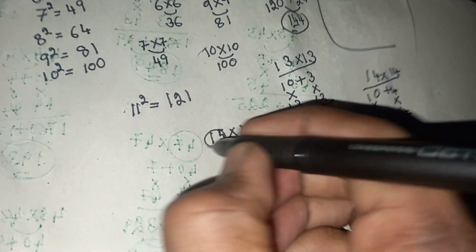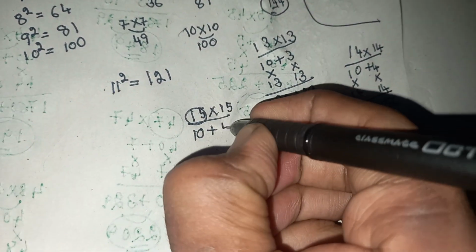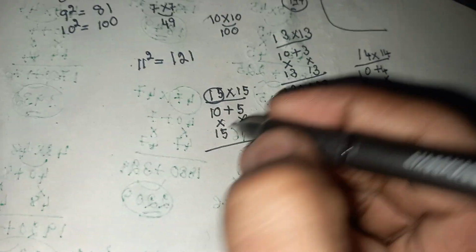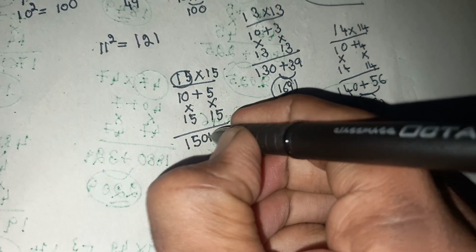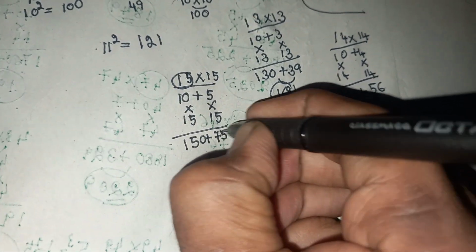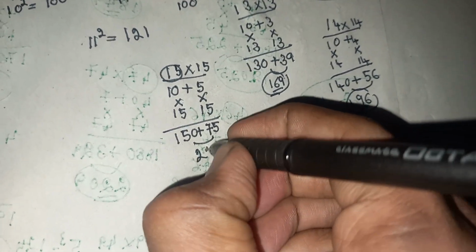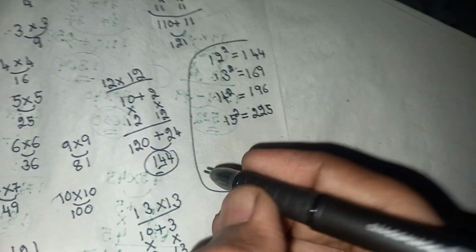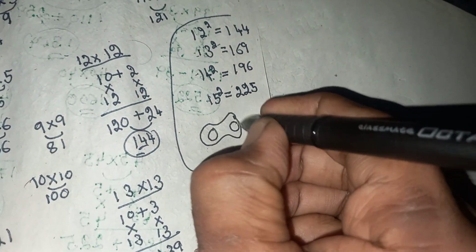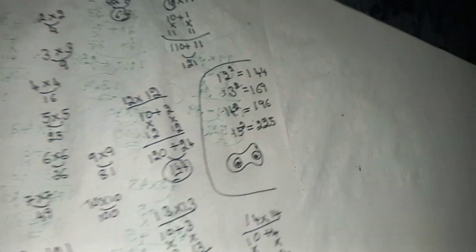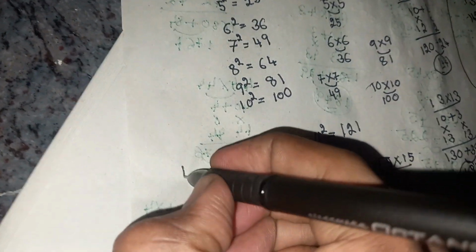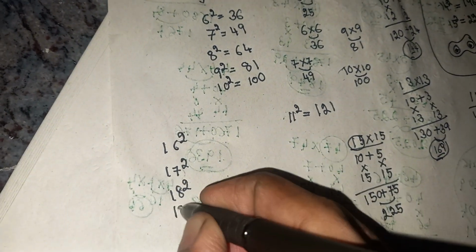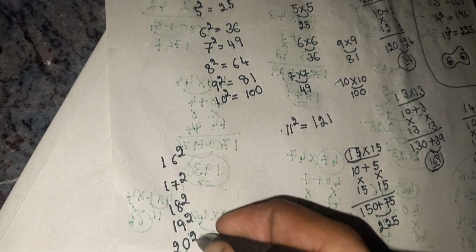Here 15 square means I can write it as 15 times of 15. Here 15 can be written as 10 plus 5. Here also multiply with 15. Here also multiply with 15. 15 times of 10 is 150 plus 15 times of 5, 75, which is 225. This is going to become 225. And now I'm going to find out the answer for the next 5: 16 square, 17 square, 18 square, 19 square and 20 square.